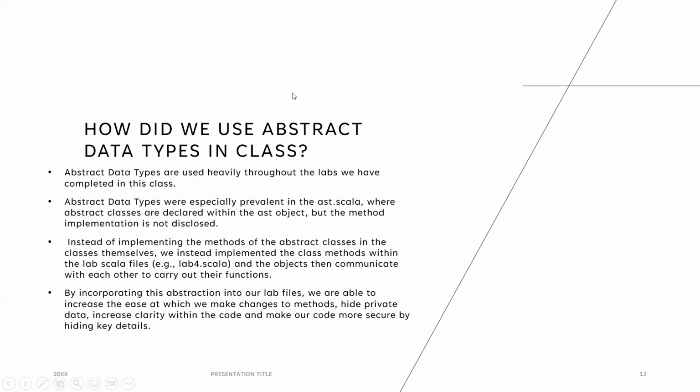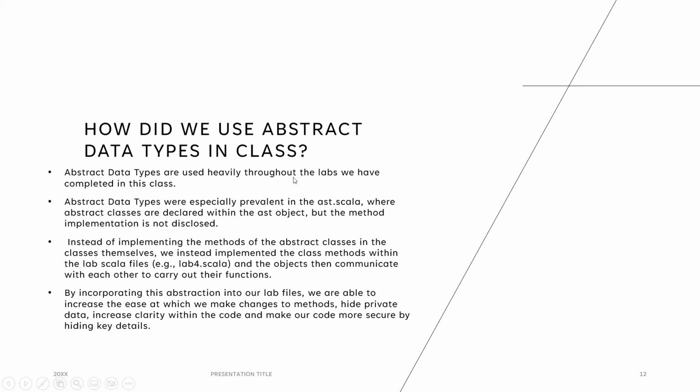All right, and then how do we use abstract data types in this class? So ADTs are used heavily throughout the labs, as you probably have seen. ADTs are especially prevalent in the ast.scala files. The abstract syntax trees use a ton of abstract classes within them.